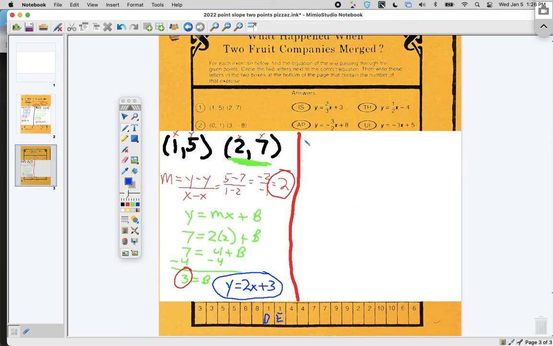Okay, so I'll do the second one much faster here. My ordered pairs are (0, 1) and (3, -8). There's actually a shortcut to this one. We'll talk about that in a second. Okay, do your slope, y minus y over x minus x. So that's 1 minus -8. Don't be afraid of negatives. 0 minus 3. 1 minus -8 is 9 over -3. So my slope is -3. So that's my m.